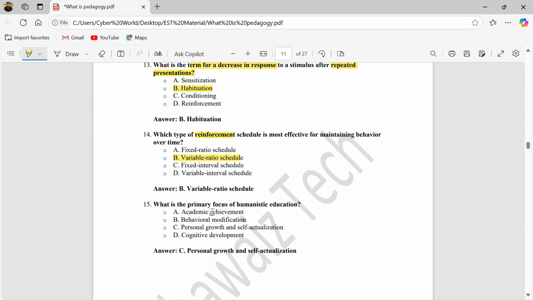And what is the primary focus of humanistic education? The primary focus of humanistic education is personal growth and self-actualization. You can see here, option C, personal growth and self-actualization. The primary focus of humanistic education is not academic achievement, not behavioral modification, it is basically personal growth and self-actualization. Cognitive development should be secondary, but not primary.